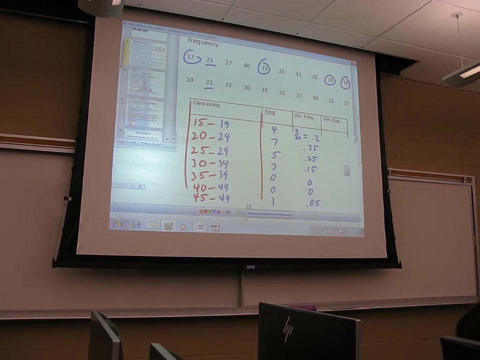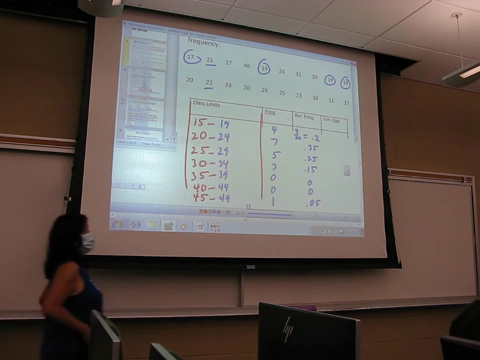So if the class width was like 7 or 6, where would you start for the whole number?